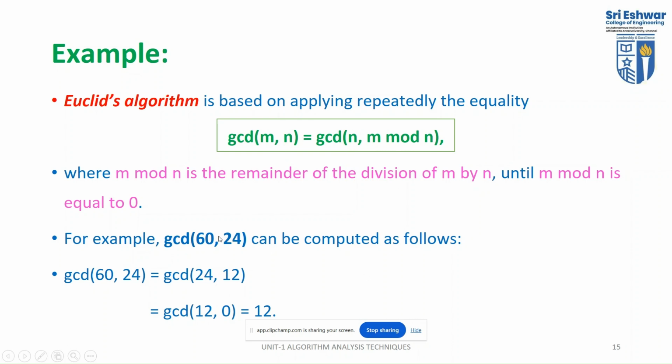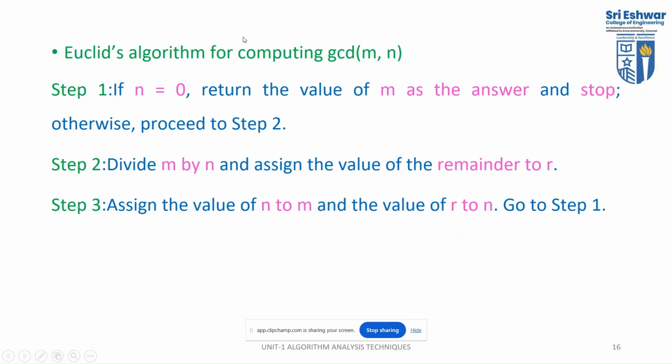When we apply this to 60 and 24, we get GCD of 60 comma 24 equal to GCD of 24 comma 12, and that in turn is equal to GCD of 12 comma 0, and we get the final GCD value as 12. And these are the steps used for computing GCD of m comma n in Euclid's algorithm. First step: if n is equal to 0, return the value of m as the answer and stop. Otherwise, proceed to step 2.